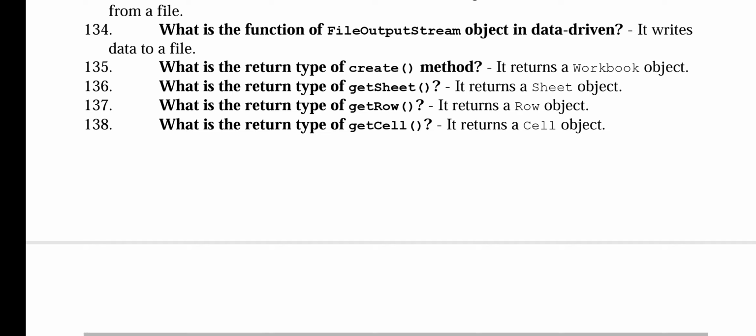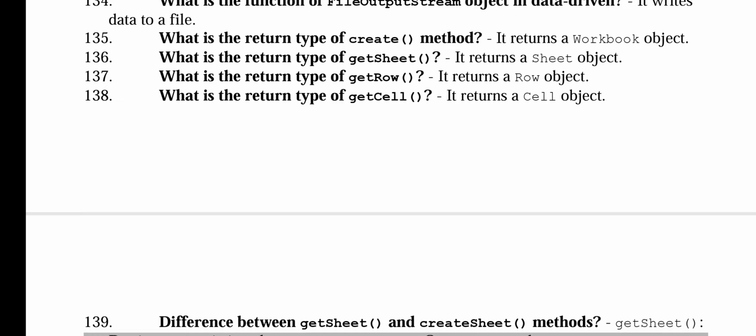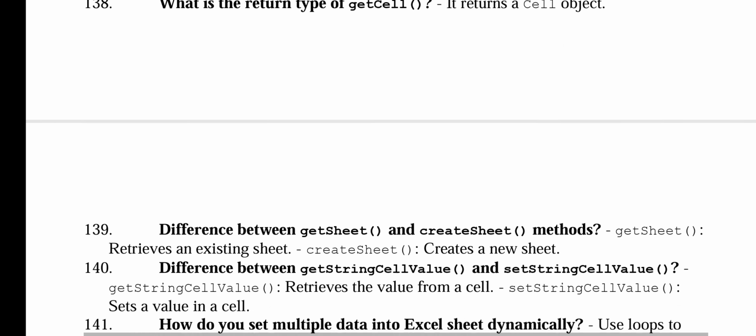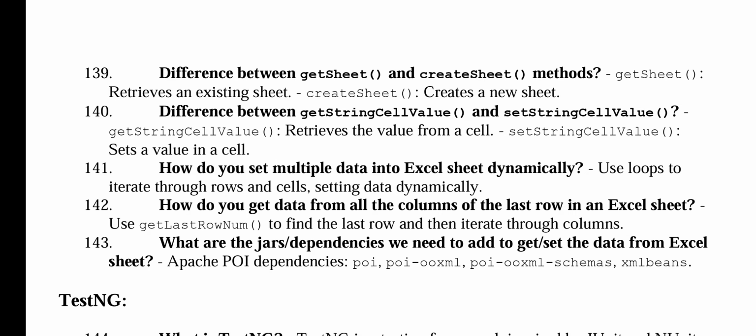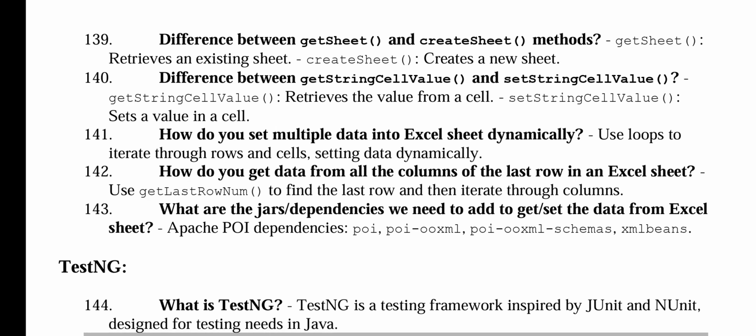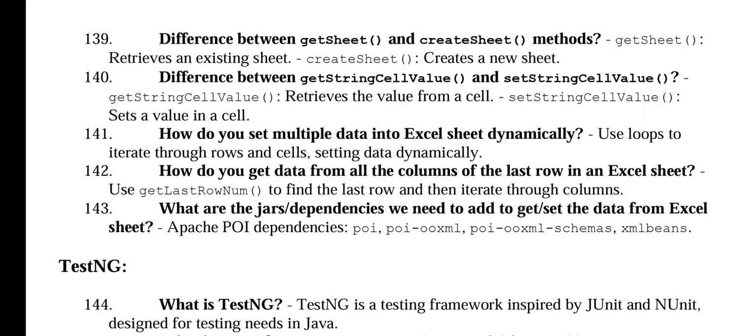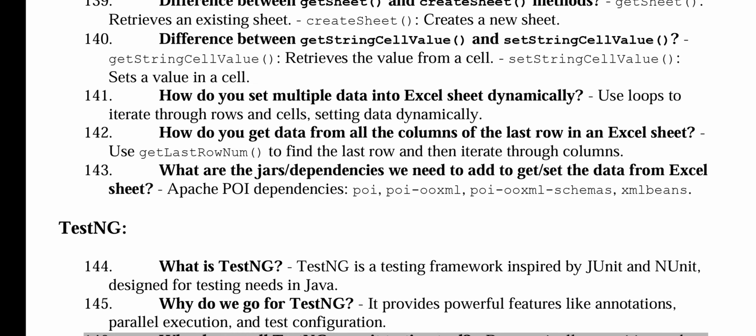What is the return type of create method? What is the return type of get sheet method, get row method and get cell method? Okay, and can you differentiate between get sheet and create sheet methods? Can you differentiate between string cell value and set string cell value?